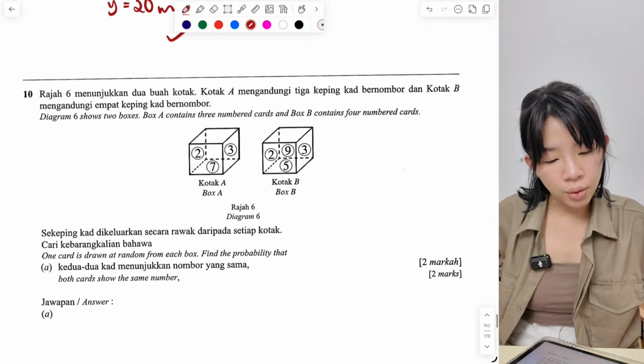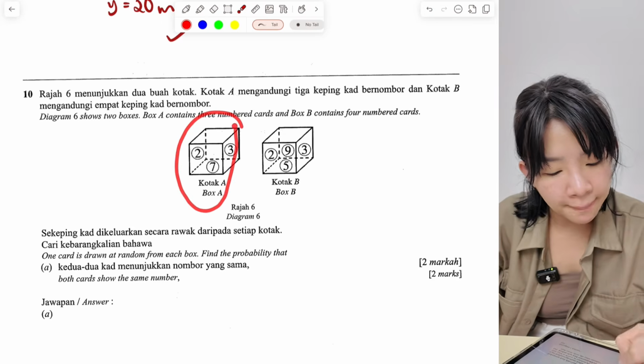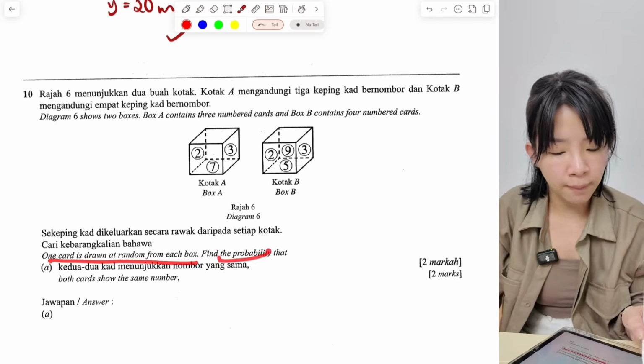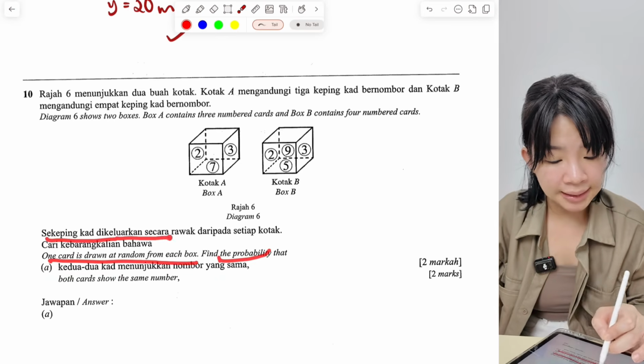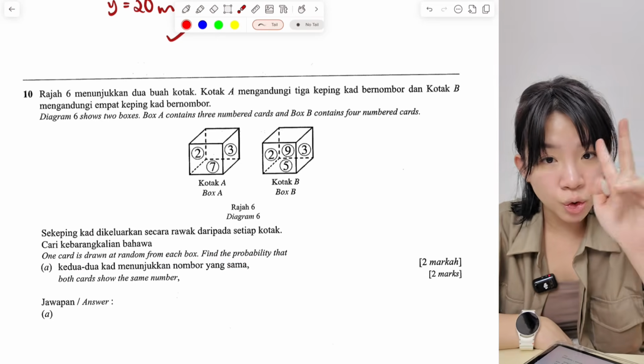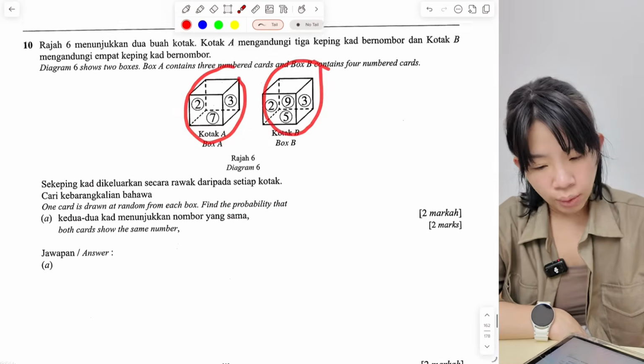Question 10, probability, kebarangkalian. So it says that box A contains 3 numbers, box B 4 numbers. Okay, 1 card is drawn at random from each box. Find the probability. Sekeping kad dikeluarkan secara rawak dari setiap kotak. Okay, it means we take 2 cards, right? 1 card from each box. So take 2 cards.